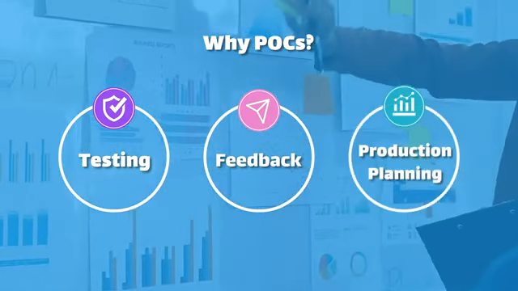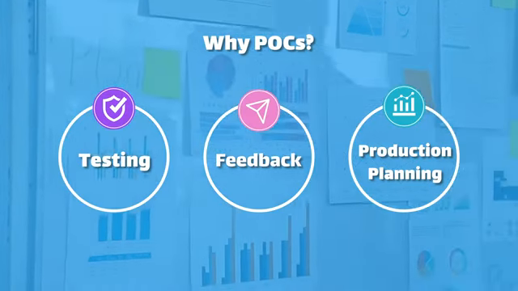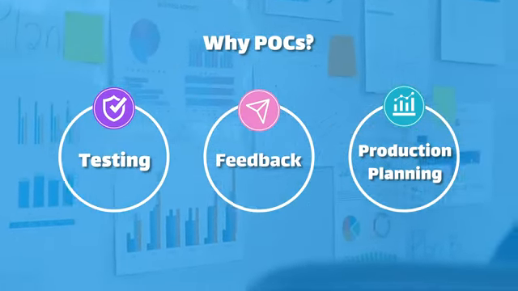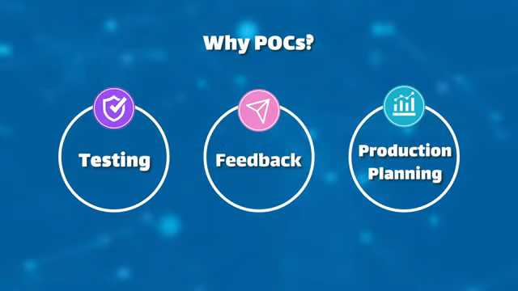The third reason is production planning. POCs help with production planning by giving a sense of the complexity, time, effort, and cost involved in building a full-fledged production system. This is crucial information for any business looking to implement AI as a real production capability, not just as a lab experiment.